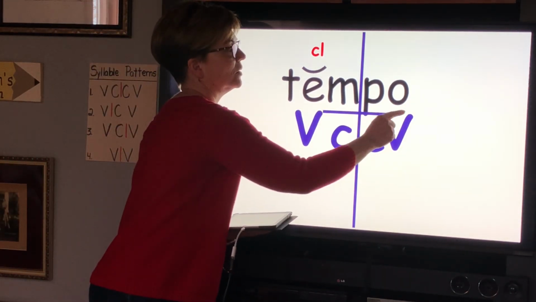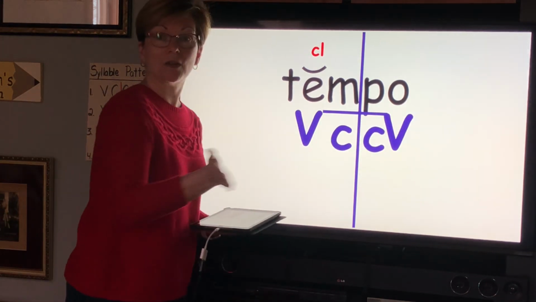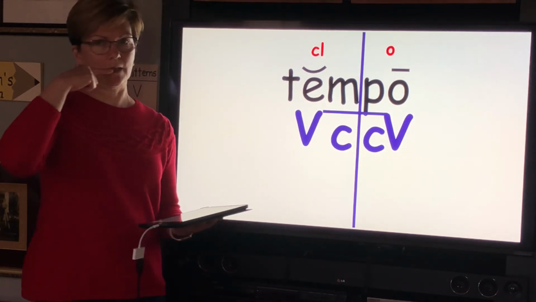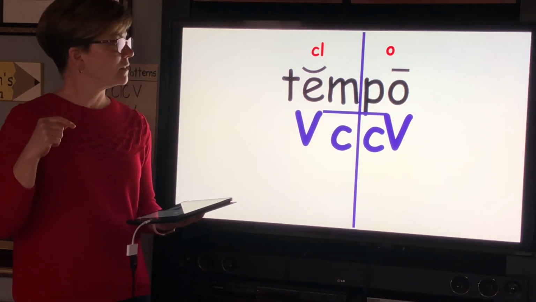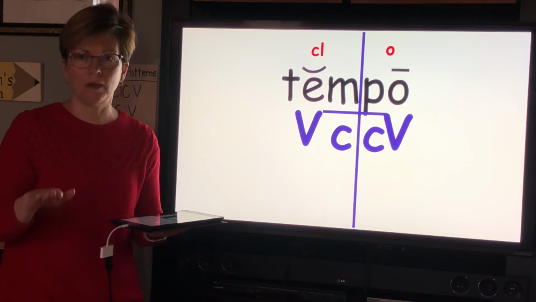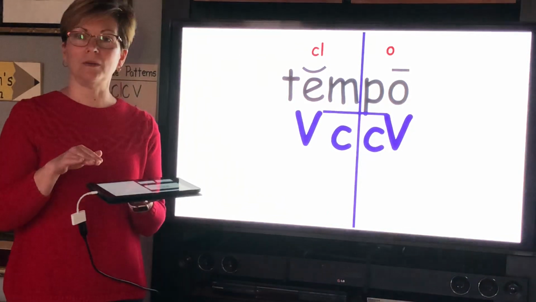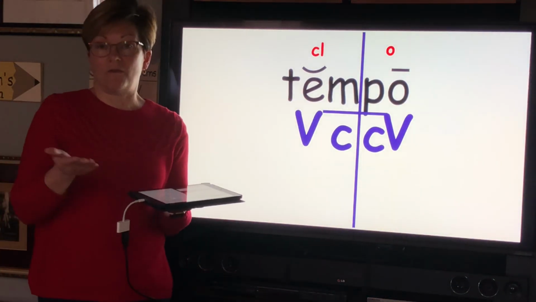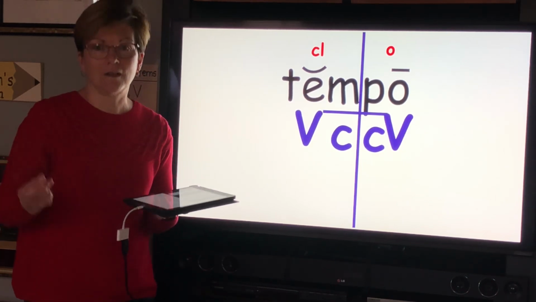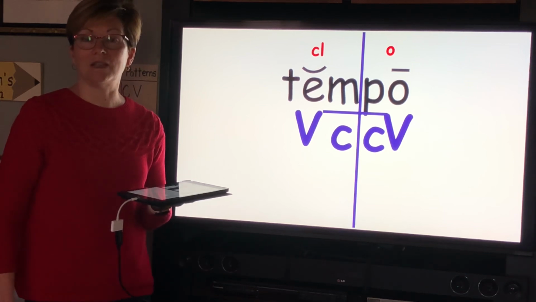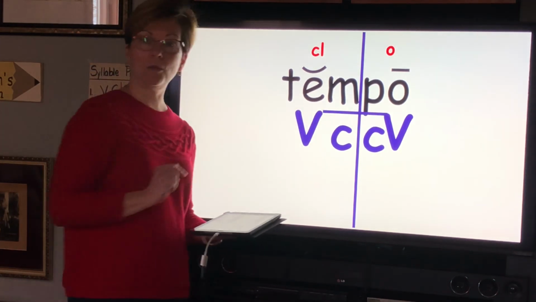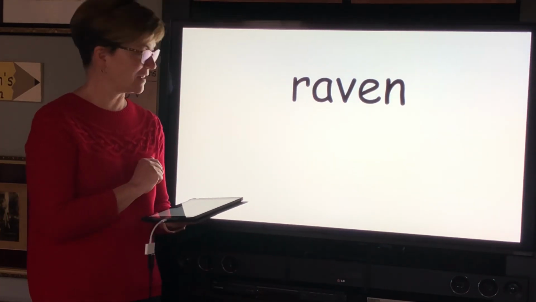All right, here's my second syllable. No consonant. The door is open, long and strong. So an open syllable. There's my macron. P-o, po. Tempo. Sometimes music can be fast or it can be slow. That's the tempo, the beat in a piece of music. It's a cool word, tempo. It had a closed and an open syllable. Let's take a look at the next one.